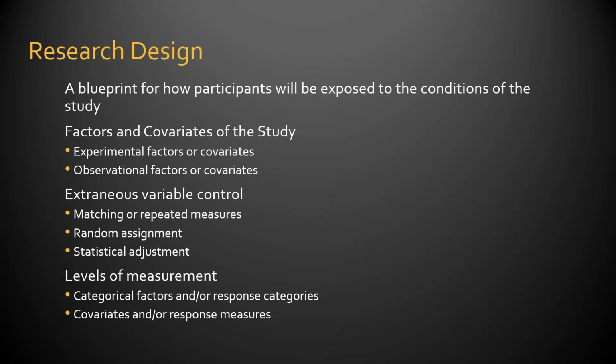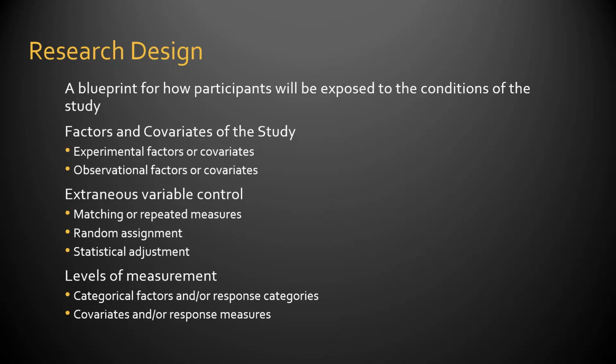Because one of the aspects of a research design is the factors and covariates in your study. In addition to that, we're also concerned about extraneous variable control. Remember that to ascertain cause and effect, you need temporal precedence, you need covariation of your explanatory and responses, and you need to account for alternative explanations.